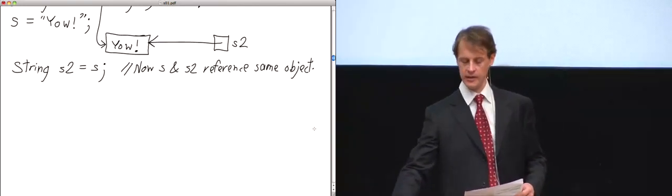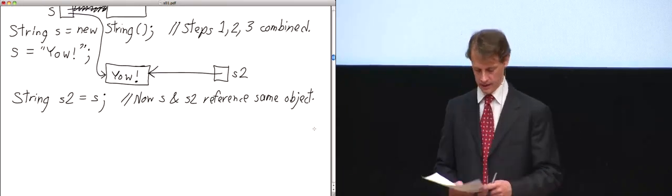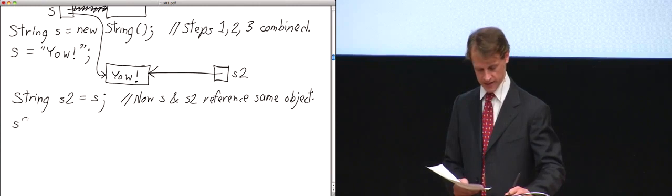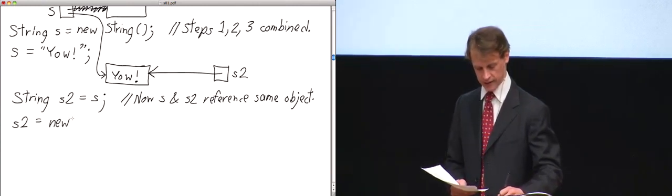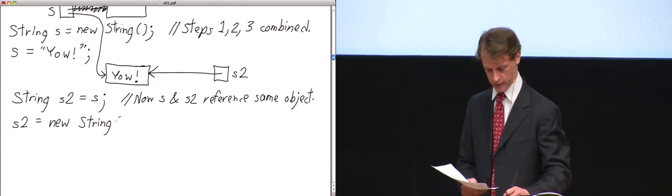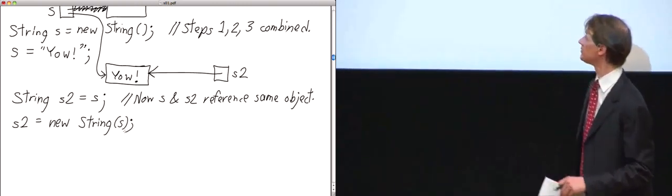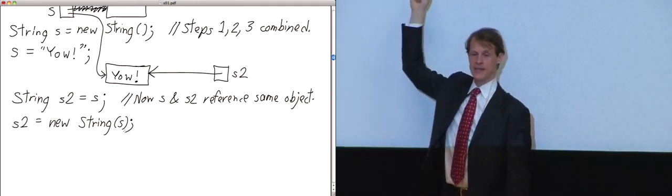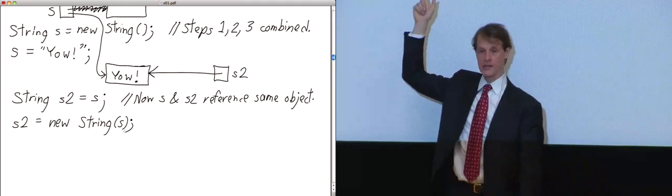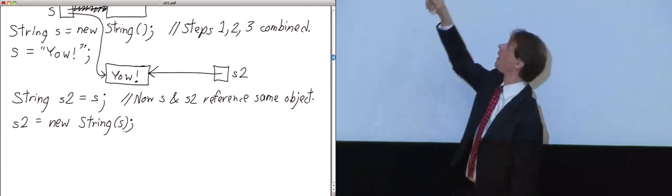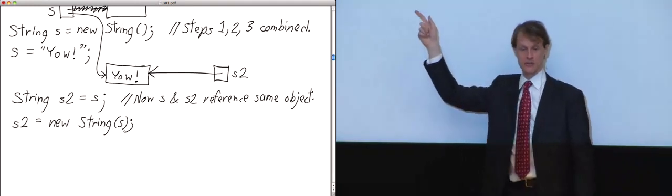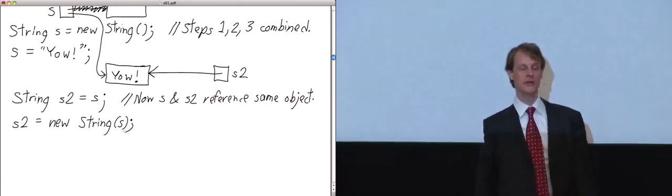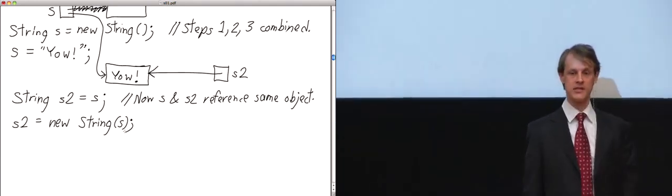Now, it doesn't always have to be that way. For instance, here's another thing I can do. I can write the line of code that says s2 equals new string s. Now, this is an interesting example because I'm now using a different string constructor. It's not the same string constructor I showed you before, although it looks pretty similar. It is a string constructor, so it says new string, but it takes a parameter, and that parameter is the reference s. And this constructor behaves in a different way.